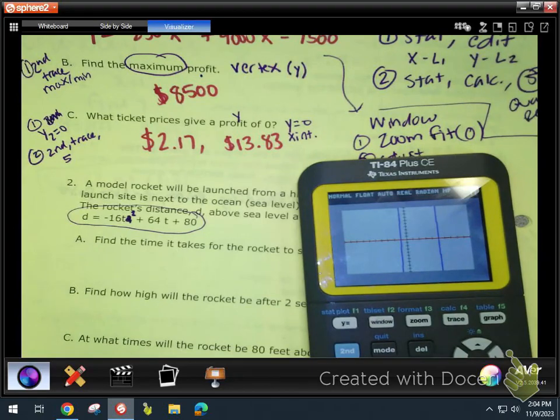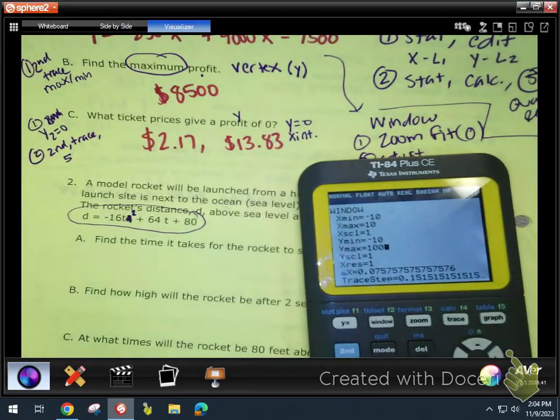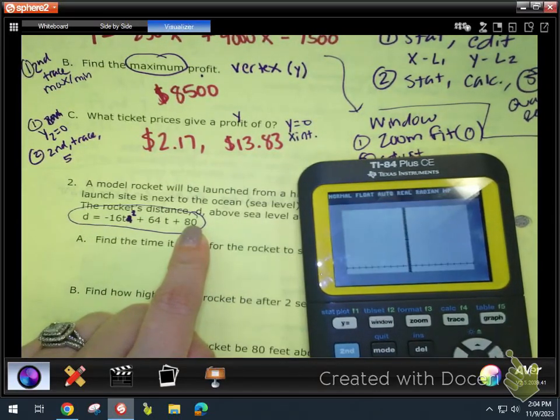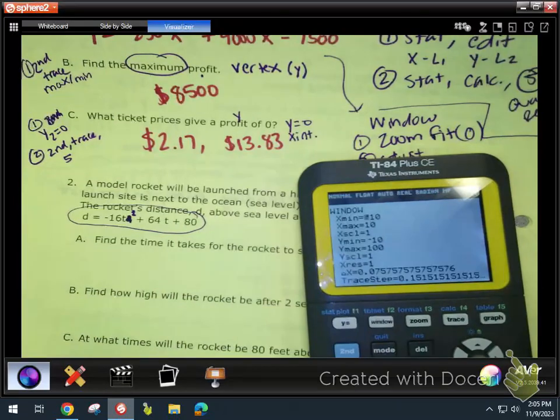Again, Zoom fit could work, but can I see both of my roots? Yes. Can I tell that I'm going to have a maximum if I just change my window a little bit? So let's go to window and let's make our maximum. Now we're going to have to make it kind of big. Right now it's at 10. I'm thinking bigger. I'm thinking 100. Do you want to know why I picked 100? What's the y-intercept? Oh my goodness, it's 80. So you want it bigger than that. Now I hit enter, and then I hit graph. Whoa. Not enough. It's like a train track. I was thinking 200. Let's try 200.